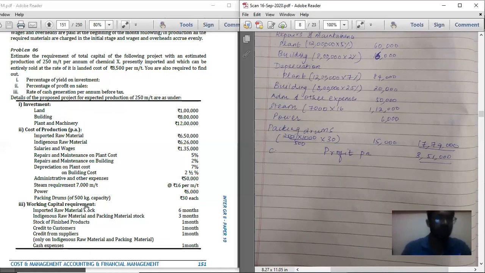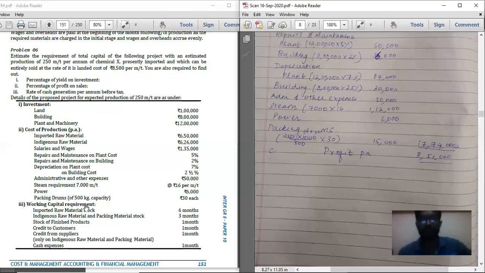But for every 500 kg, 30 rupees each. So 2,50,000 kgs divided by 500 into 30. So that will be the packing drums cost. Below packing drums, open a bracket: 250 metric tons, that is 250 into 1000 divided by 500 into 30.